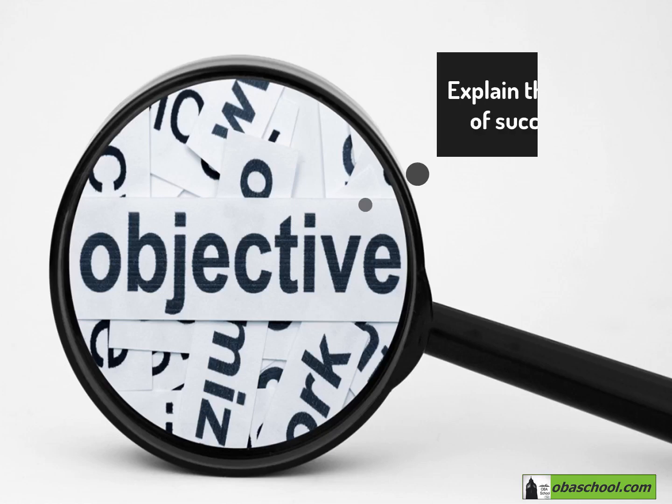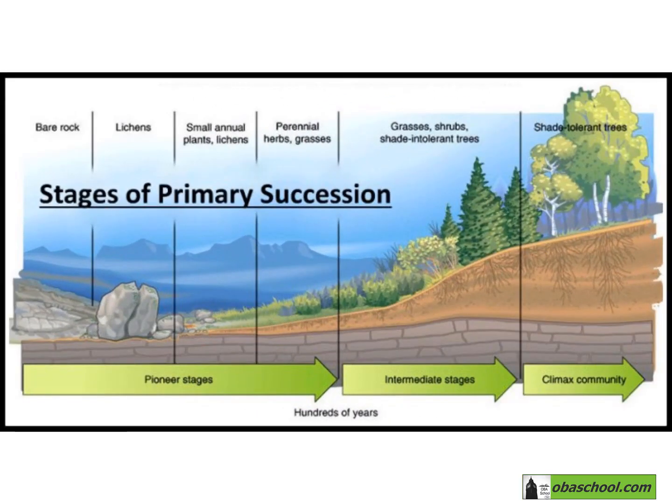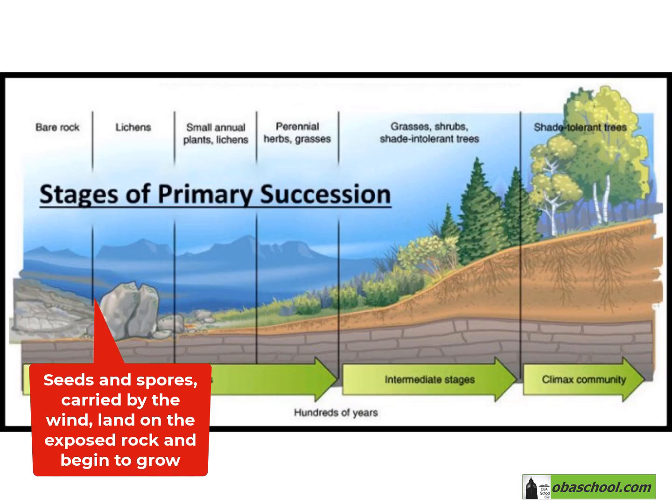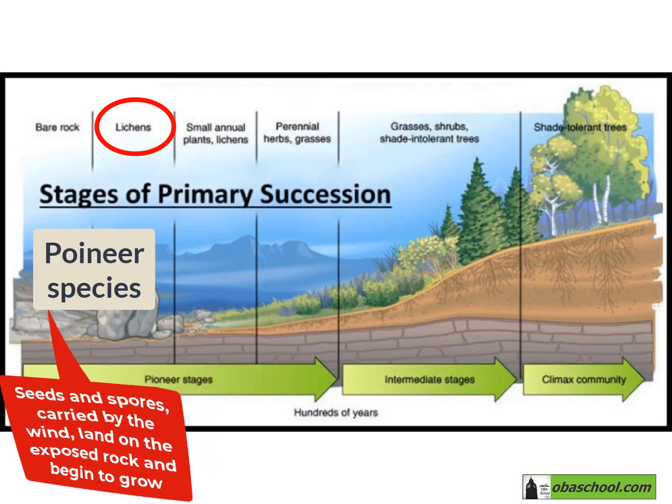In this tutorial, we are going to explain the stages of succession. Primary succession occurs in a series of stages. First, seeds and spores that are carried by the wind land on the exposed rock and begin to grow. These first species to colonize the new land, such as moss and lichen, are known as pioneer species.